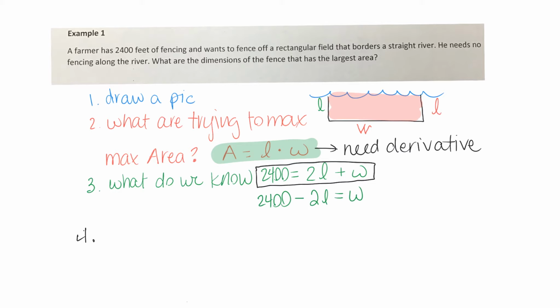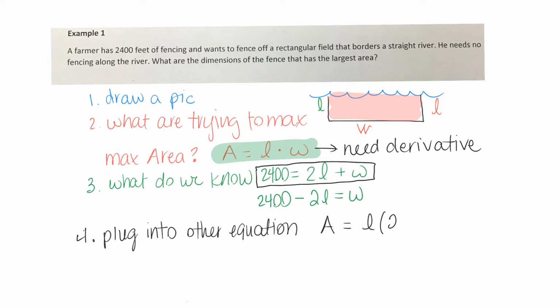My next step is going to be to plug into the other equation. Okay? So I'm going to say that area equals length times width. Well, what is width? Width is 2400 minus 2L. So, times width, 2400 minus 2L. Okay, so that's all I did. I plugged it into my other equation.